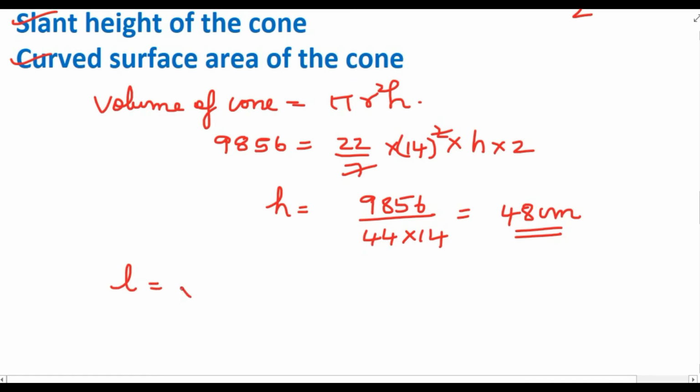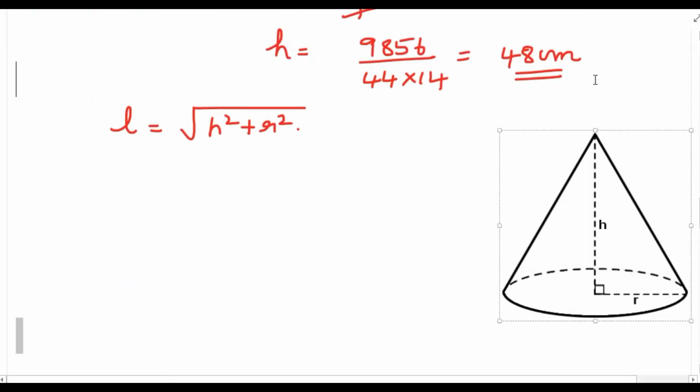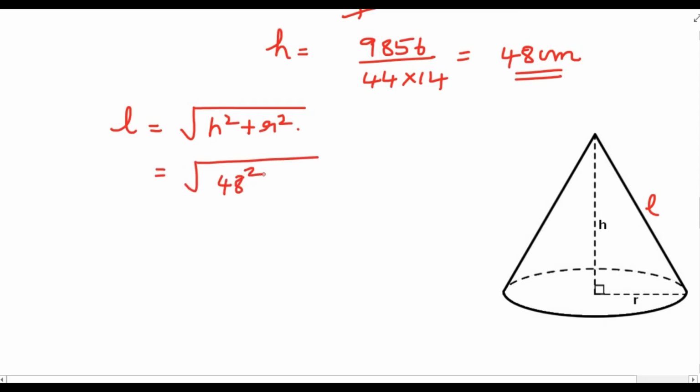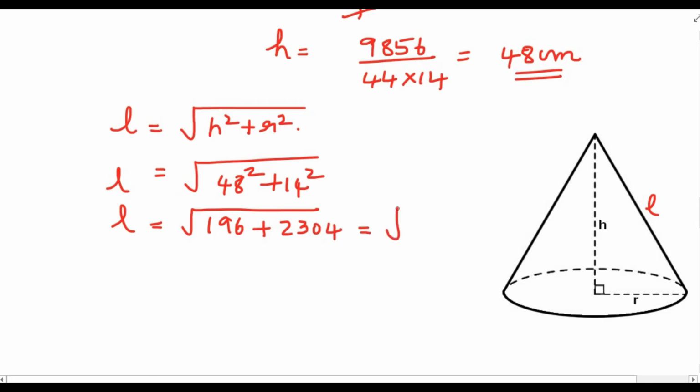We know slant height is equal to square root of h square plus r square. So we can see here this is the slant height, h is the height, and r is the radius. Now we can substitute the values. H square is 48 square and r square is 14 square. That will give you slant height, which is equal to square root of 196 plus 2304, which is equal to 2500, and that is equal to 50 centimeter.